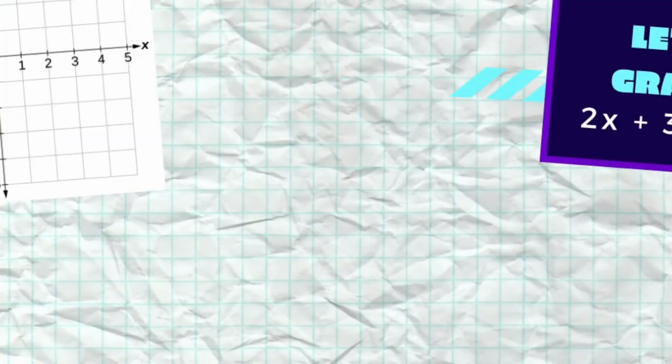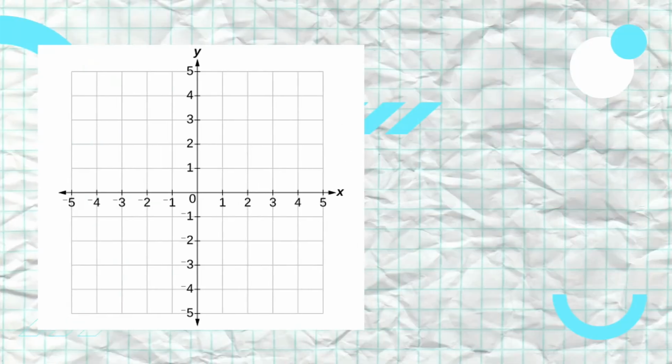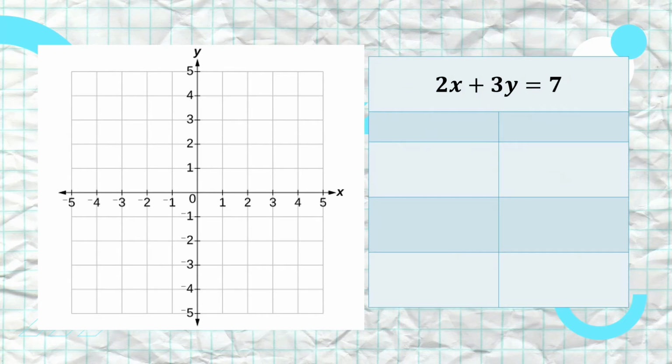Let's try another example. Now, let's graph 2x plus 3y equals 7 using 2 points on the line. This time, we complete the table first. First, let us make a table of values and assume a convenient value for x to determine its corresponding value for y. Let's try -1.